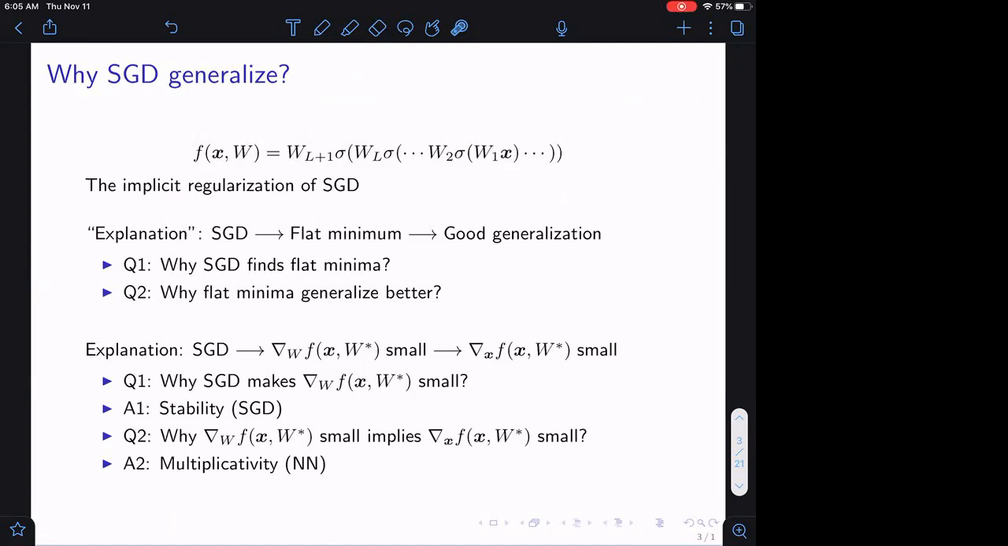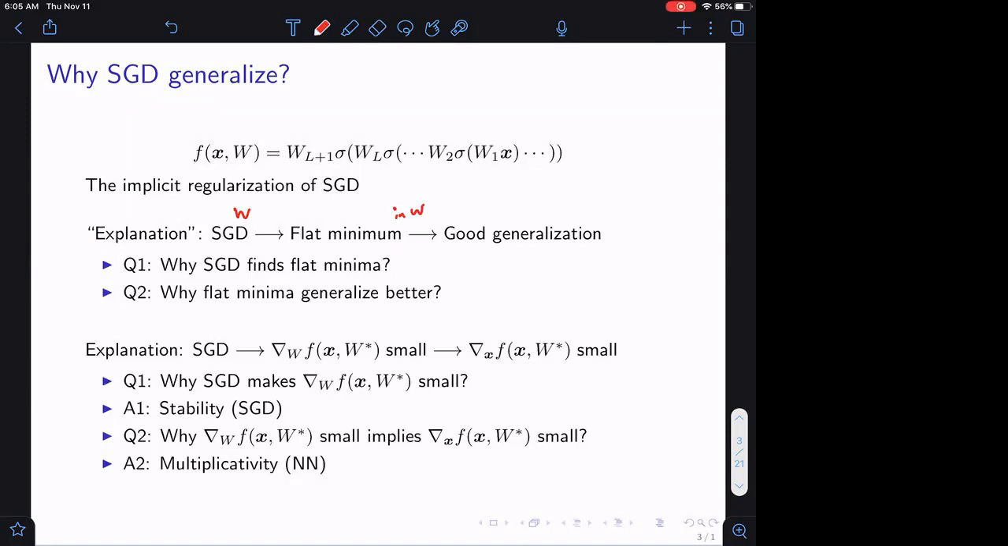In the literature, this is called the implicit regularization of SGD. One typical and probably the most well accepted explanation is that SGD tends to find something called a local flat minimum. Because SGD is optimization in W, you want to find a flat minimum in W, and then a flat minimum in W gives you good generalization error.